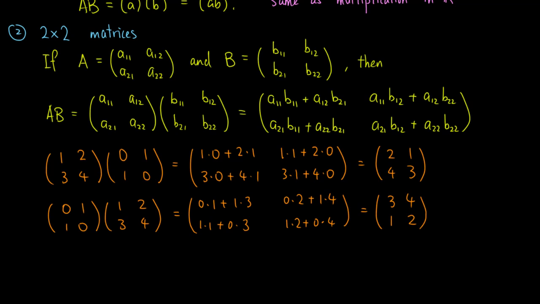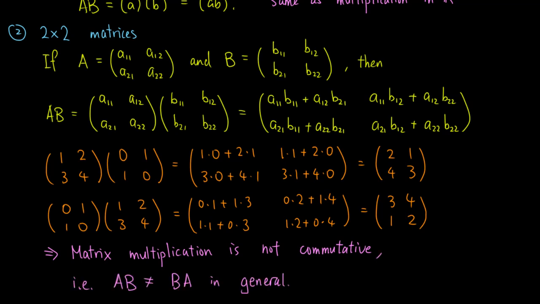And we observe that the two matrix products are very different. So that means that matrix multiplication is not commutative. That is, A times B is not equal to B times A in general.